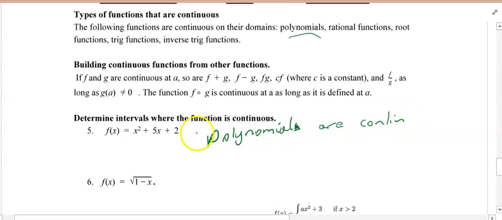The domain of this function is continuous on negative infinity to positive infinity.